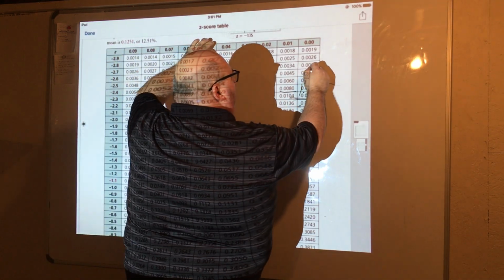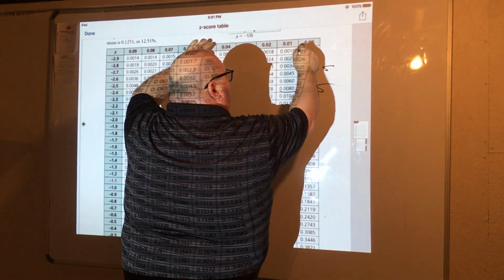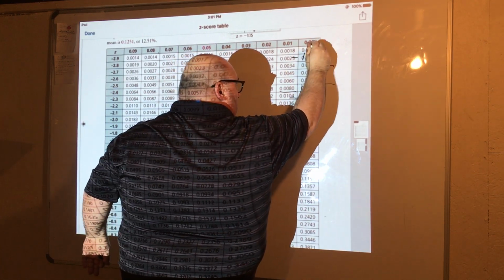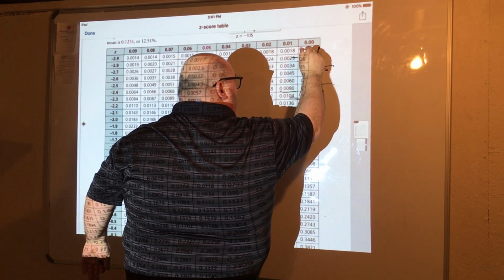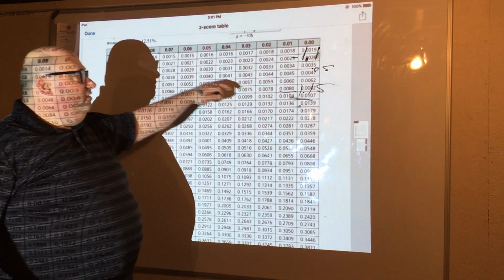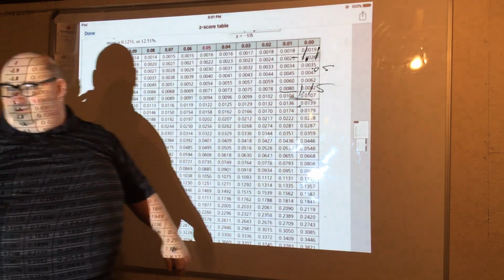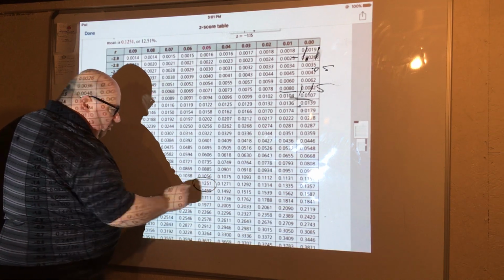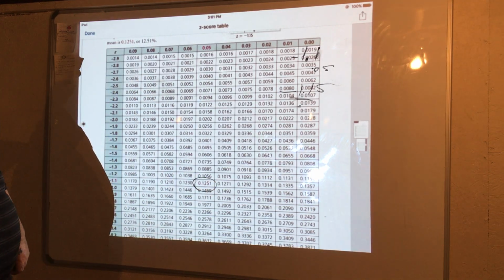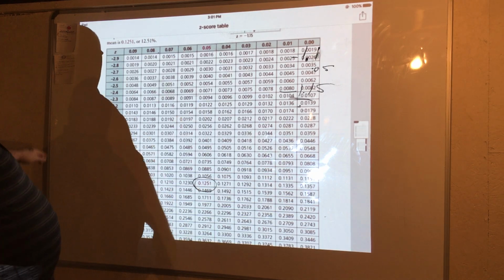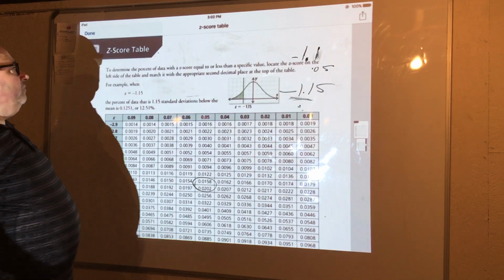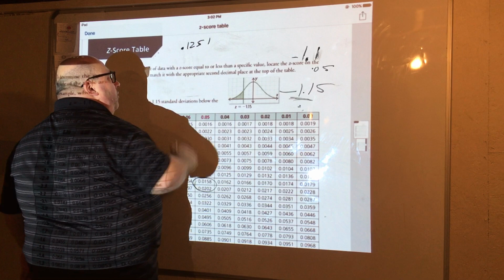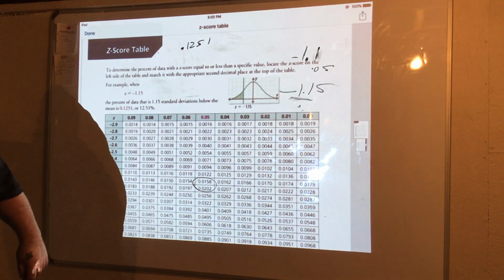So 0.05 takes me to negative 1.1, that's where we were, and then the 0.05 part. So that gives me the negative 1.15. Does that make sense? So what we do is we just simply go like this, and here we get this probability number, 0.1251. So it's always a 4 decimal number.